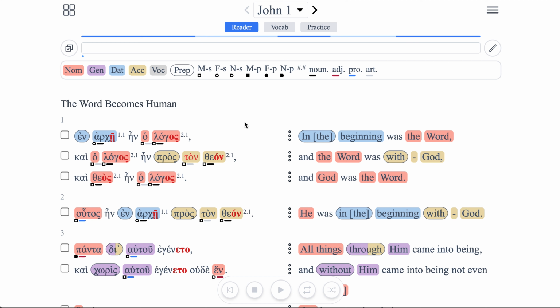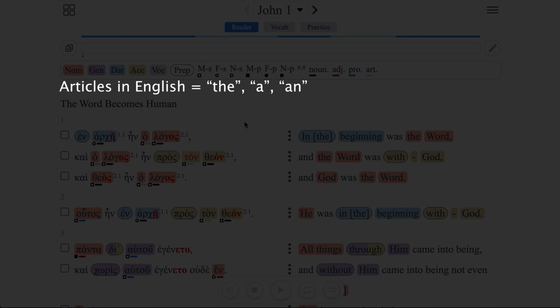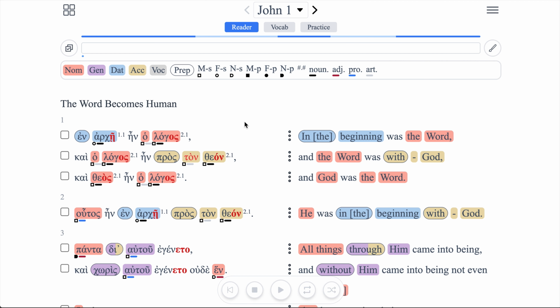Articles in ancient Greek are one of your best friends for figuring out a noun's number, case, and gender. Before we jump into Greek, let's ground ourselves in English. An article in English is the, or a, or an, as in the store, a house, an apple. These little words are called articles. The is a definite article because it points to a specific thing. A and an are indefinite articles because they point to something more general.